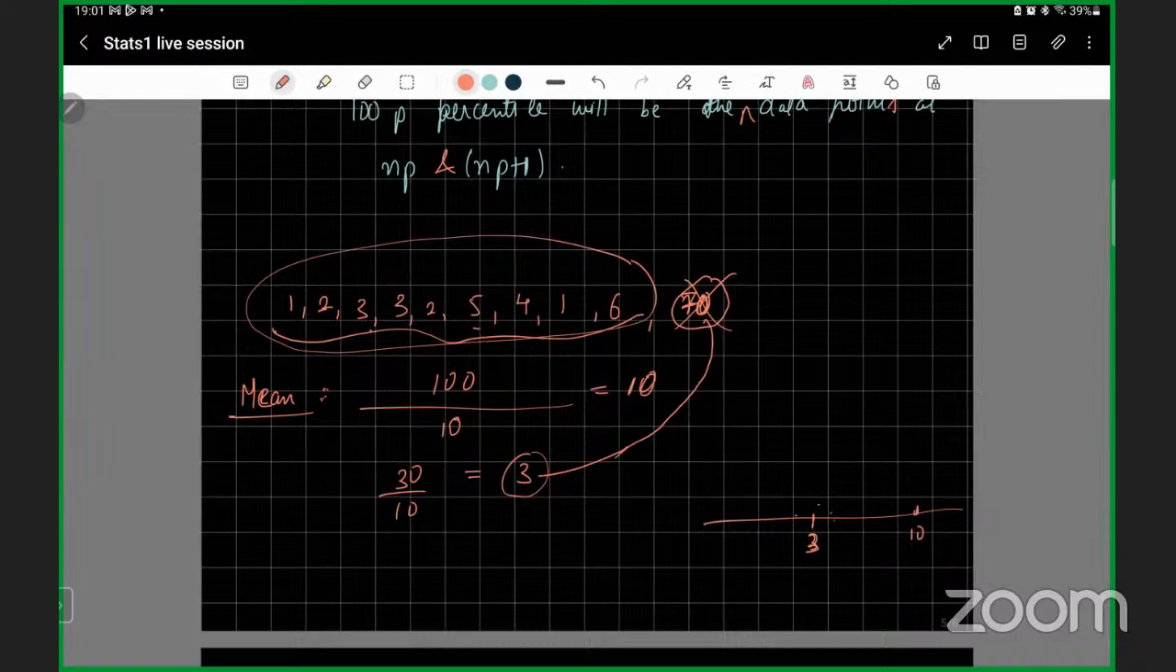Median, you're not calculating anything, you're just looking at the centered value. Is it clear? Ma'am, what is the mode of this data? You can find it out, no? So mode is 3. 3 occurs twice, 2 occurs twice, and 1 occurs once. So you have 3 modes here. You have all 1, 2, 3.